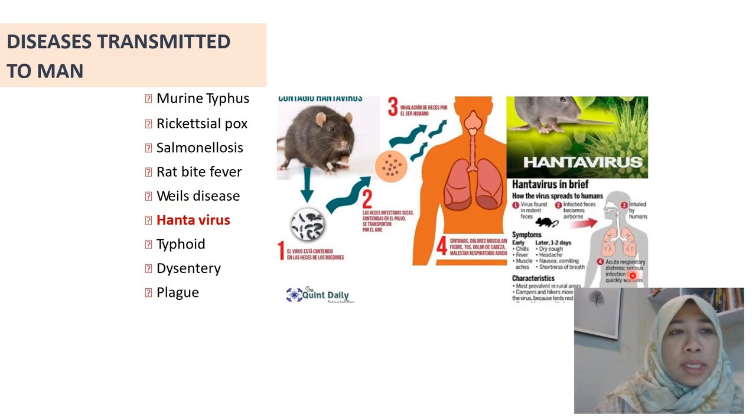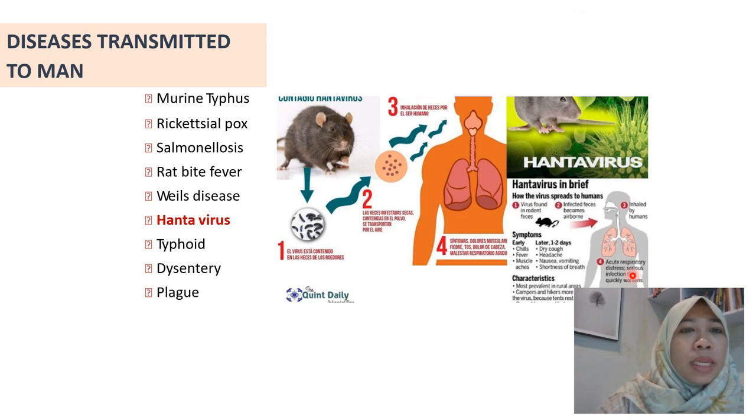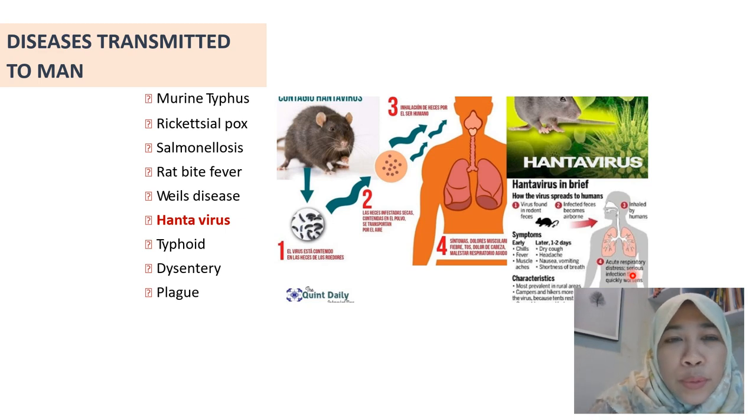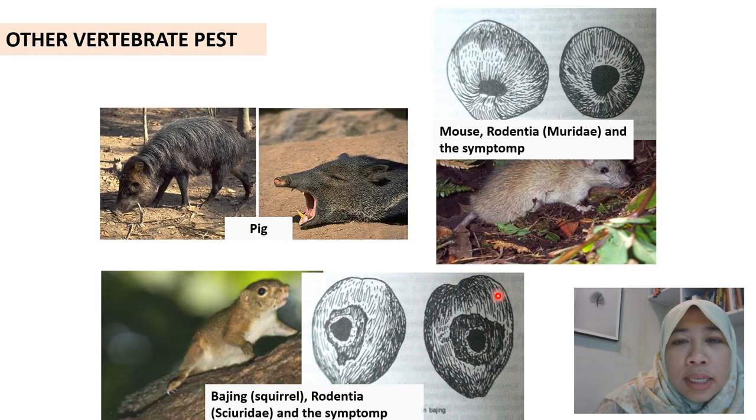Maybe we are almost done. The rat can transmit some diseases like murine typhus, rickettsialpox, hantavirus, typhoid, dysentery, plague, and others. There are a lot of diseases that could be transmitted by this rat as a vector. That's why you have to get rid of rats in your house. Okay, and then we move to the next slide.